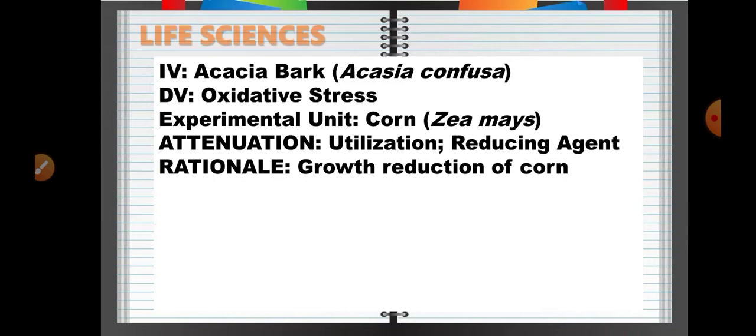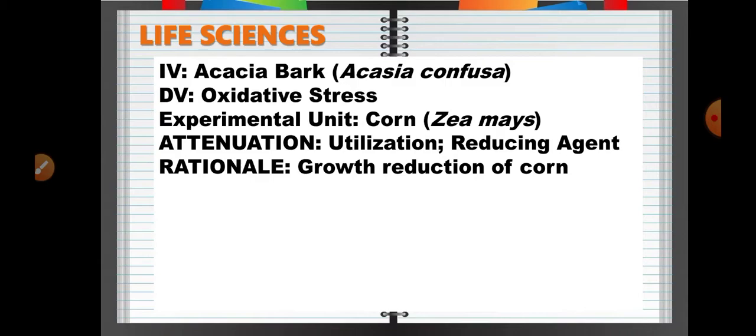So for life sciences, we have here Acacia bark as our independent variable, oxidative stress as our dependent variable, corn as our experimental unit, then the attenuation process is utilization, the expected product is a reducing agent, and then our rationale is that there is a growth reduction of corn.